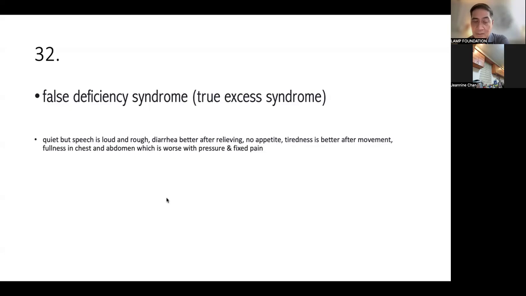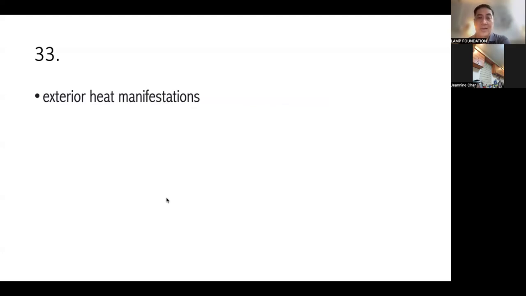So when you move your bowels out, you feel better. That's excess. Fullness in the chest, which is worse with pressure, and the pain is fixed. Next, what are the exterior heat manifestations?